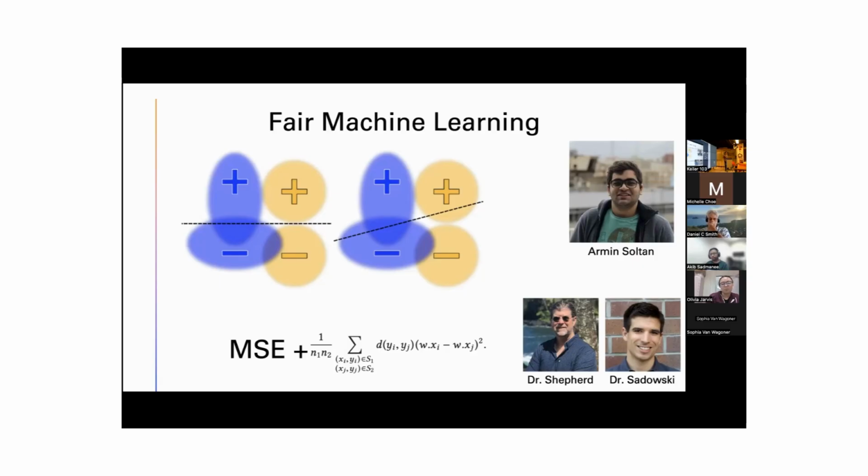And there are a lot of complicated ethical questions here too, like, okay, you're making it more fair, but then the overall accuracy is going down. So how do you balance that? These are unsolved questions at this point, but really exciting nonetheless.